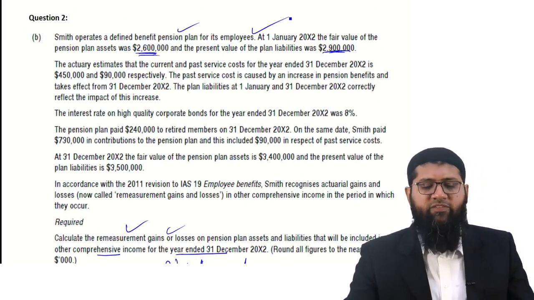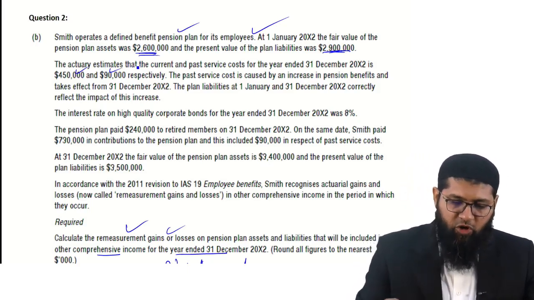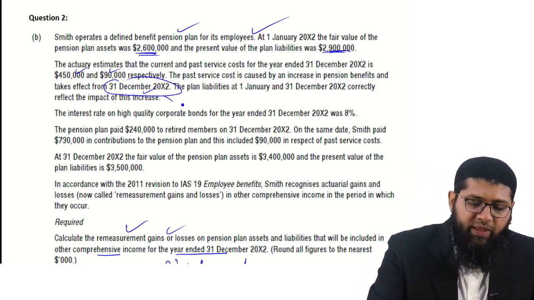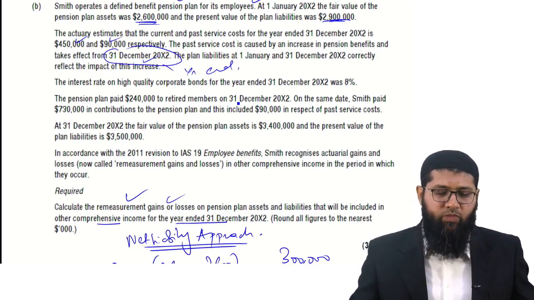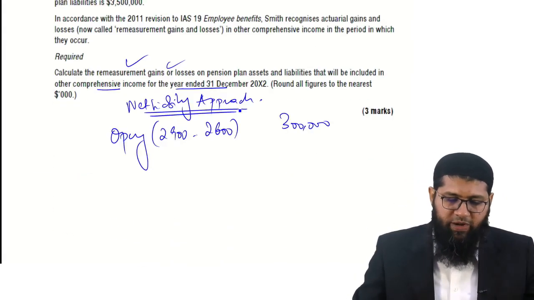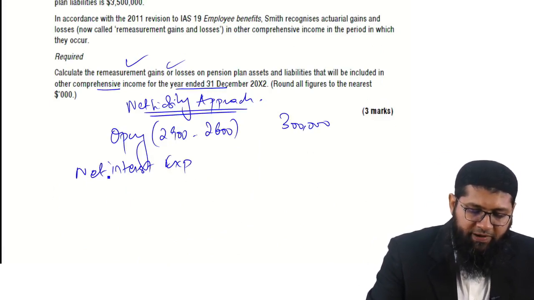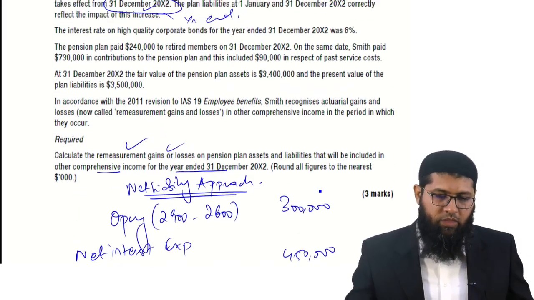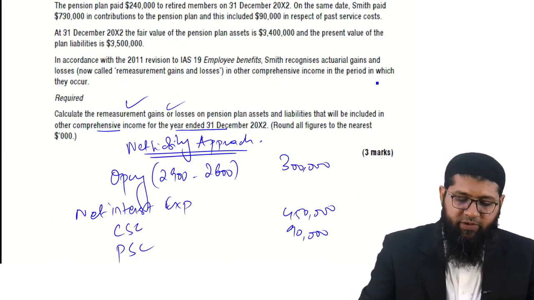Then what happens is that the actuary estimates the current and the past service cost to be this and this respectively. Past service cost is caused by an increase in the pension liabilities and takes effect from 31st December 2002. So this is actually from the year end. The plan liabilities are correctly reflecting the impact of this increase. So what happens is that net interest expense, the current service cost, the past service cost. The current service cost is 450,000, the past service cost is 90,000. It says the interest rate on a high quality corporate bond was 8%. Okay, so it's 8%.